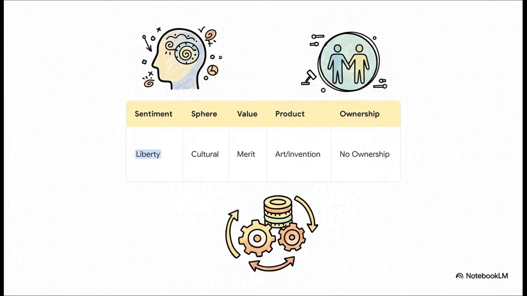And this table just lays it out perfectly. Liberty is the guiding feeling of the cultural sphere. The value that matters here isn't money or power, it's merit, how good an idea actually is. And get this, the products, things like art and scientific discoveries, have no ownership. They're seen as gifts to humanity.